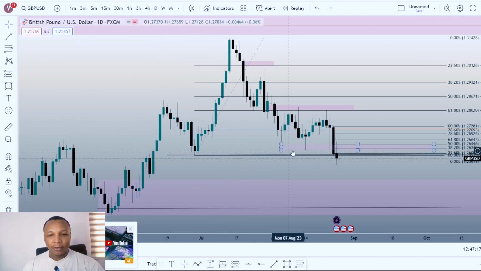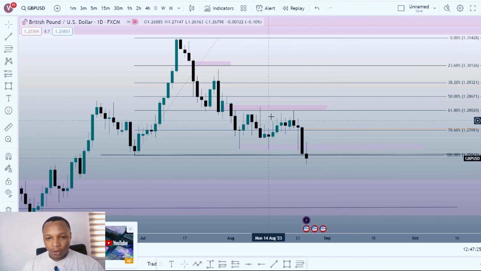On the daily, for most of last week price ranged and it broke out of this range. If you remember, in the last video we marked this range with an upper boundary and a lower boundary, and we said we wanted to see GBPUSD break out of this range to the downside before we finally conclude that we are fully bearish, which it has clearly done. So what we anticipated last week has been completed this week.